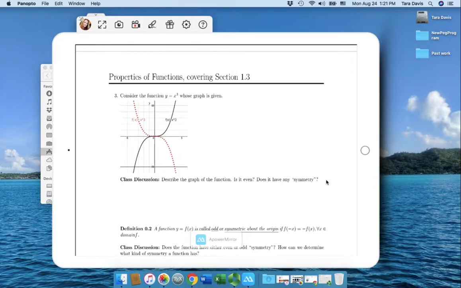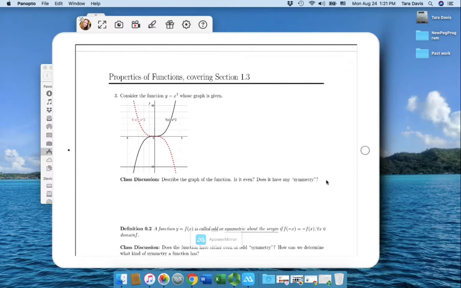You're actually given the graph of the function in black, y equals x cubed. And so the first question is to describe the graph of the function and determine whether it's even. And also, does it have any symmetry?